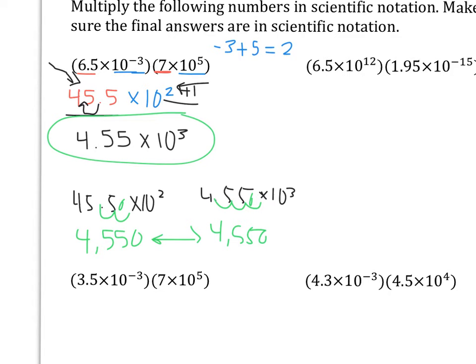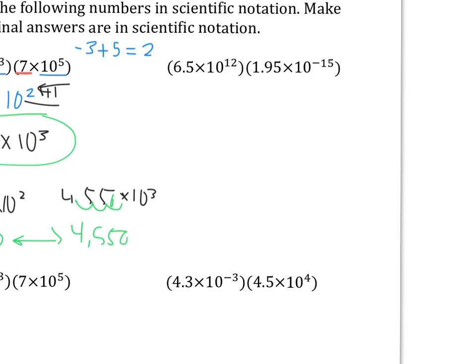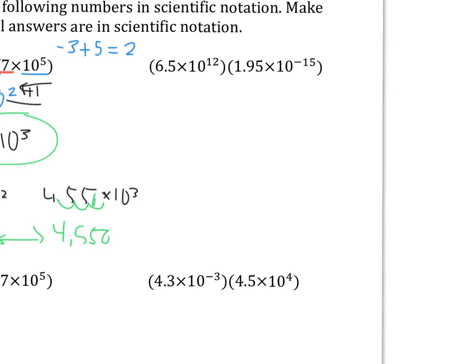All right, let's look at this next example. 6.5 times 10 to the 12th times 1.95 times 10 to the negative 15th. So 6.5 times 1.95 is 12.675. I know I'll have to change that in a moment because that's not between 1 and 10. Times 10 to the, I'm going to add 12 plus negative 15, and 12 plus negative 15 is negative 3. However, I'm going to move the decimal 1 place to the left.